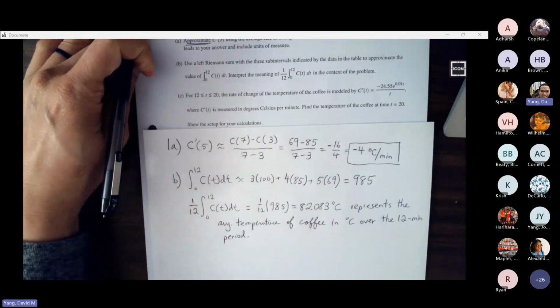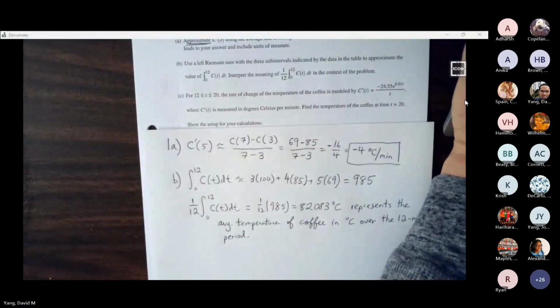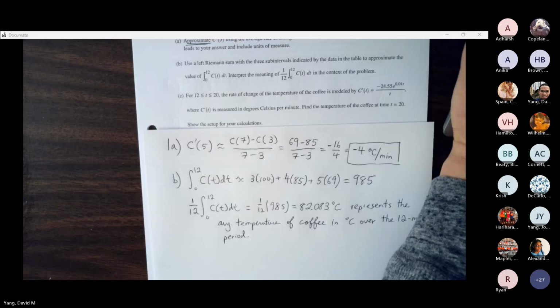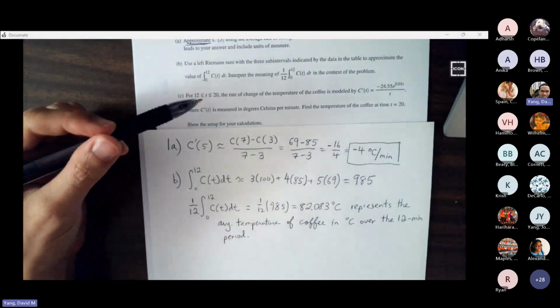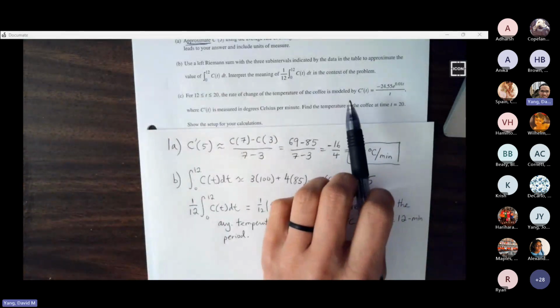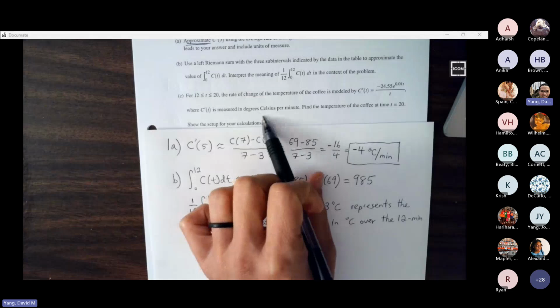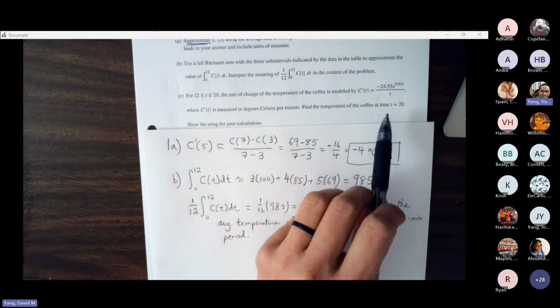Part C: between 12 and 20 minutes, the rate of change of temperature is modeled by C prime. So this is now telling us the rate at which temperature is changing each minute. Find the temperature of the coffee at time t equals 20. Show the setup for your calculations.